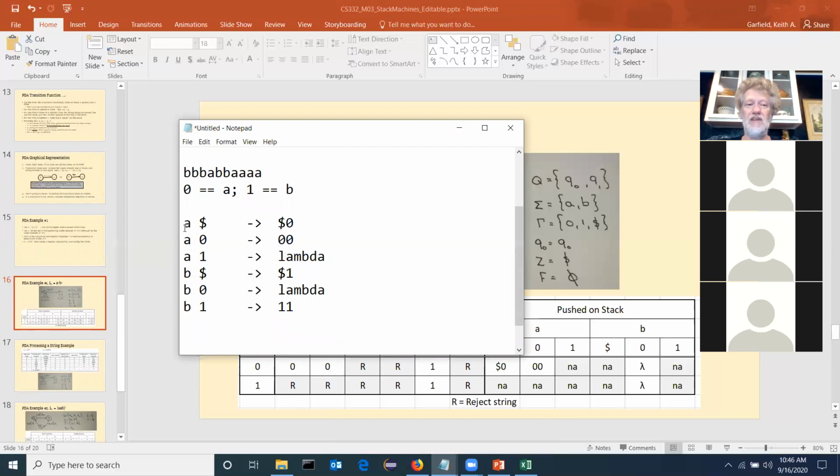Always stay in the same state. If you process a $, add that first 0 to the stack. If you process A0, that means you have more A's than B's at the moment, then add another 0 to the stack. And if you process an A1, that means you've seen more B's than A's so far, therefore keep that one popped off the stack so that A cancels out one of the B's. And then the B's do the same thing.